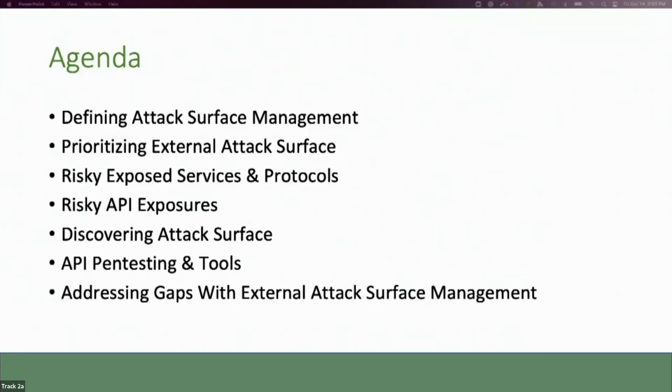So the agenda today is going to be defining attack surface management, prioritizing the external attack surface, risky protocols and services, and this is going to include API exposures, discovering attack surfaces, API pen testing and tools, and addressing the gaps with external attack surface management.